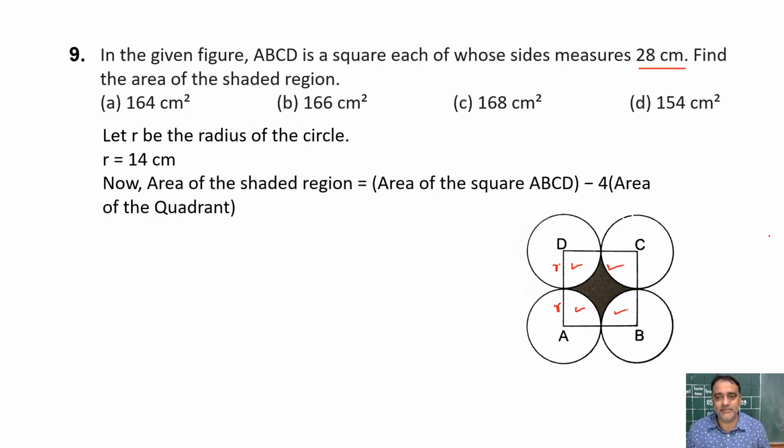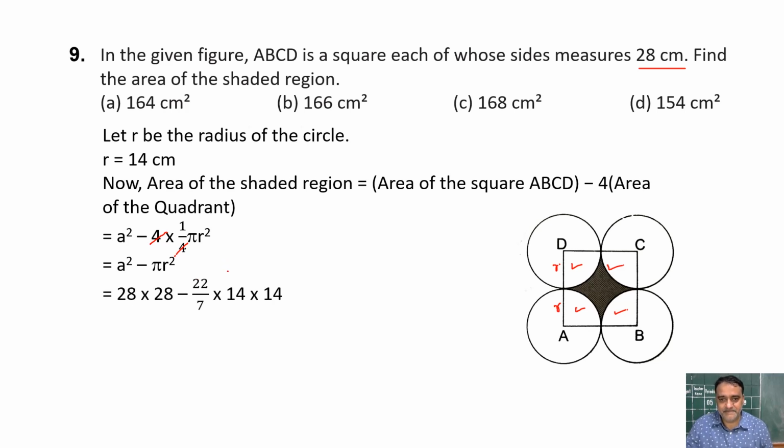Yeah, 4 into area of 1 quadrant. Okay, so the formula of area of square is a square and the formula of area of quadrant is 1 by 4 pi r square. So in this we can cancel 4 and 4. So we'll get a square minus pi r square. Now a is 28, so 28 into 28 minus pi is 22 by 7 and radius is 14. So one 14 we can cancel with 7, right?